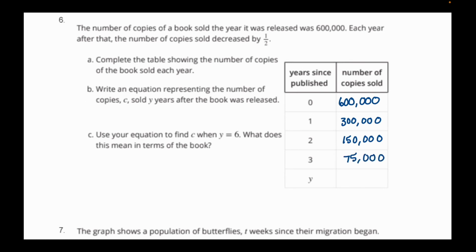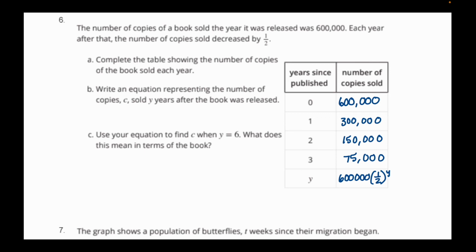And then they're just giving us y, so they want us to write an expression instead of actually giving a number. We're going to give what the expression would be. So that would be starting at the 600,000 with a 1/2, and then to the power of y. If it was y number of years, that would be the expression we would use, and we'd plug in the number in the exponent there.